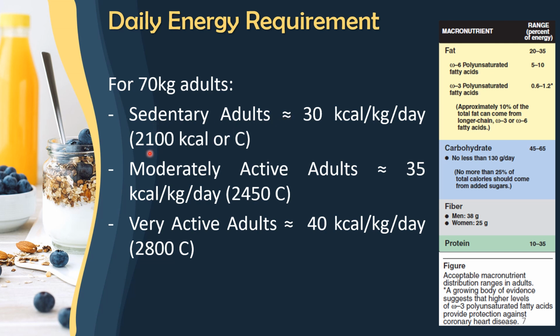Sedentary adults require 2100 calories per day, or 30 kilocalories per kilogram per day. Whether your weight is 55 or 60, you multiply by 30 and obtain your daily calorie requirement. Moderately active adults require 2450 calories, and very active adults require 40 kilocalories per kilogram per day, or 2800 calories.